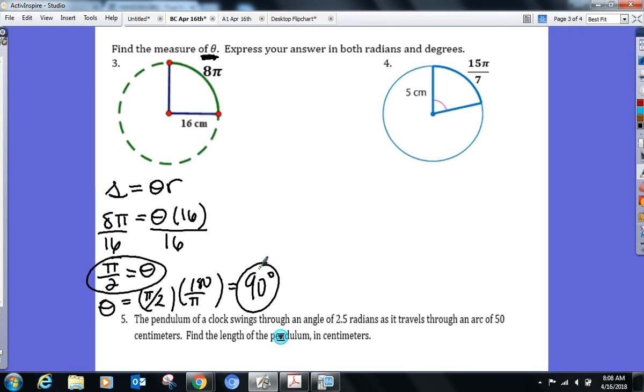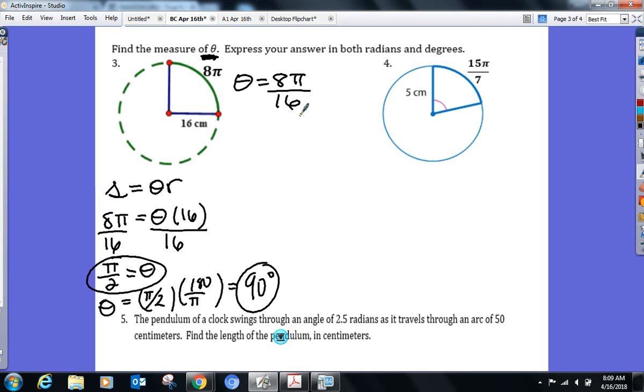Yep, go ahead. So why can't you just use the formula theta equals S over R? You could have, yeah. This is just the same version. I used that. Why? So you should have got theta equals 8 pi, S over R, over 16. That's where we got to.